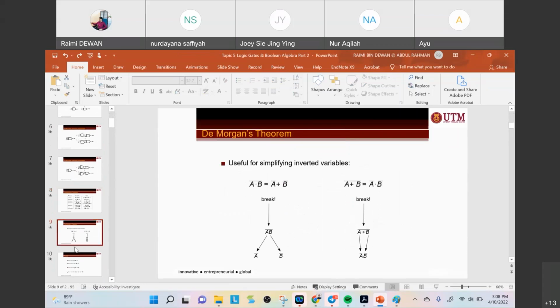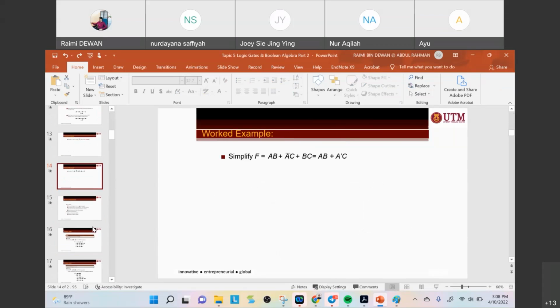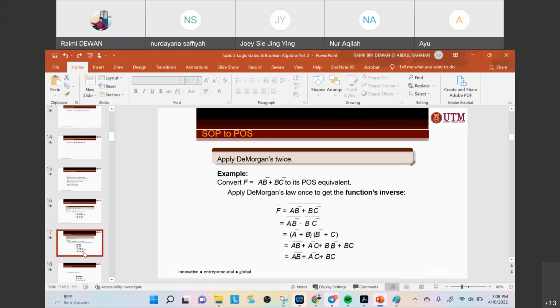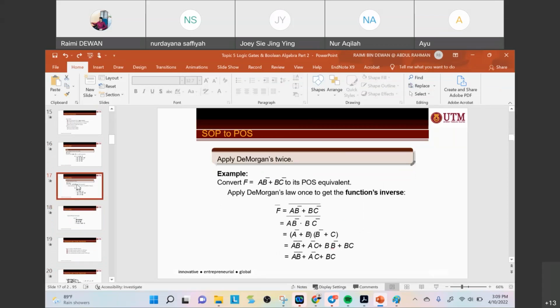I hope you understand what I'm trying to say, because this one should be F double bar. Do you guys understand what I'm saying? Because this one we solve for F bar. Okay.